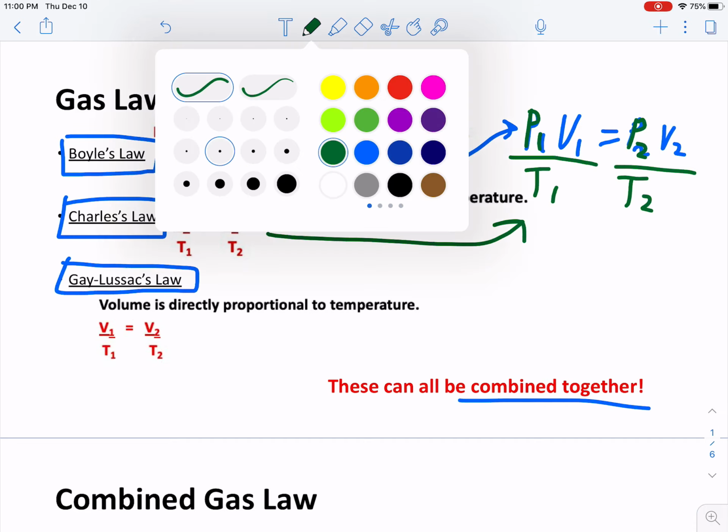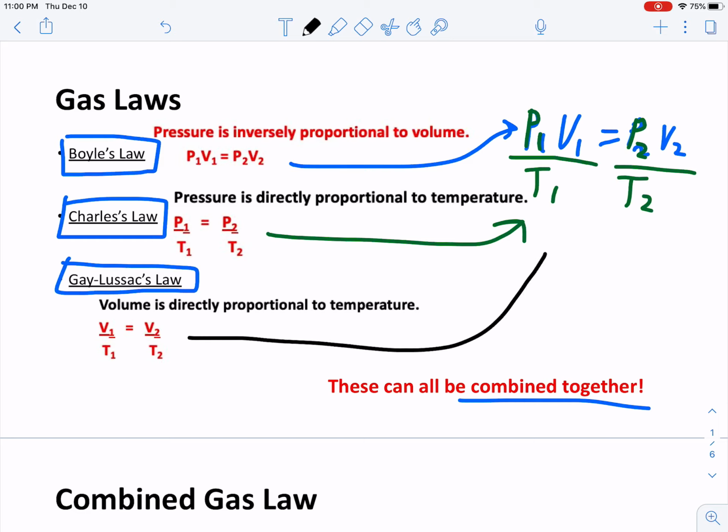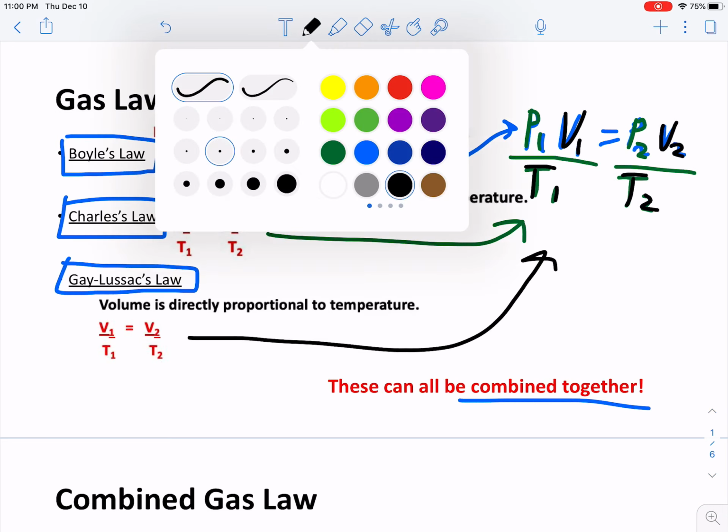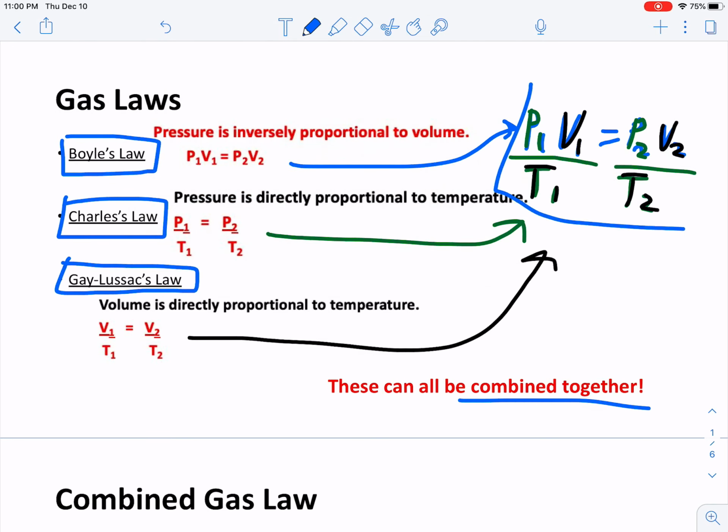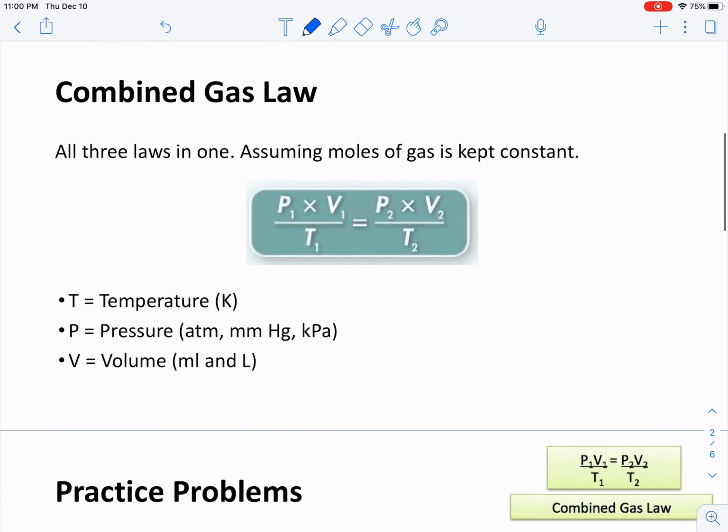And now let's see if we can bring in Gay-Lussac's law. Here's V1 over T1 and V2 over T2. So there you have it. You have all three of the gas laws combined into one. To make that a little neater, here's what it looks like. It's called the combined gas law.